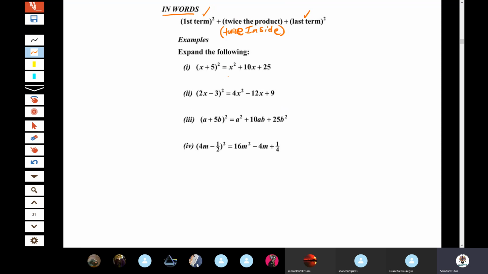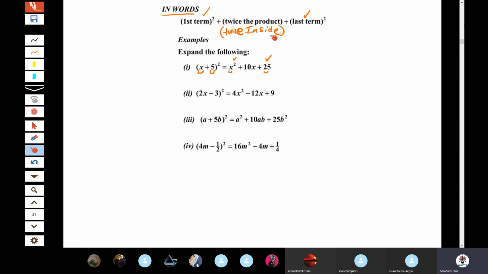First one squared. So look at this. What is x squared? Well, x squared is x squared. Tick. Then the last one squared. What is 5 squared? Well, that's 25. So that's these two done. So that's your first one squared. There it is. Last term squared. Your last one squared. 5 squared is 25.